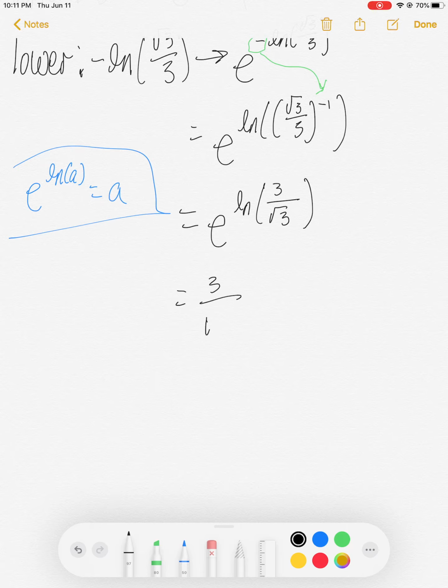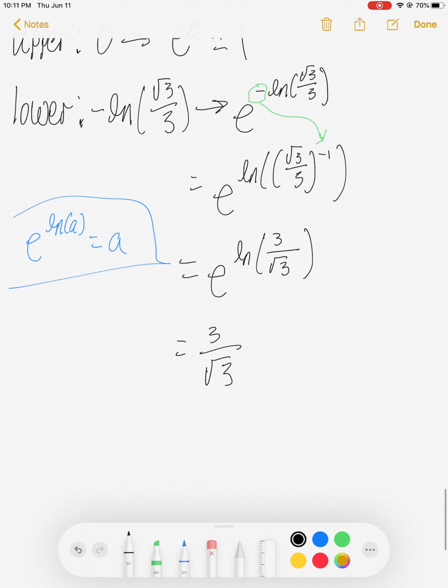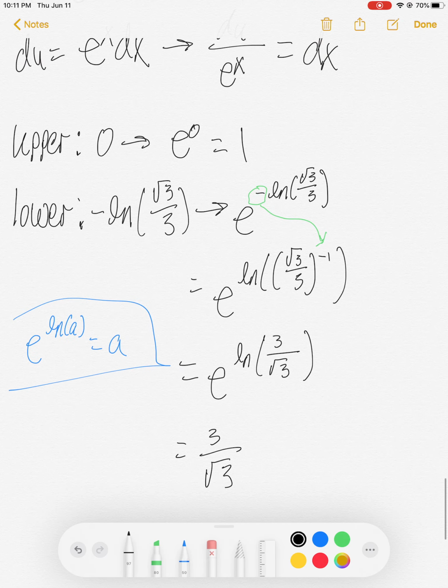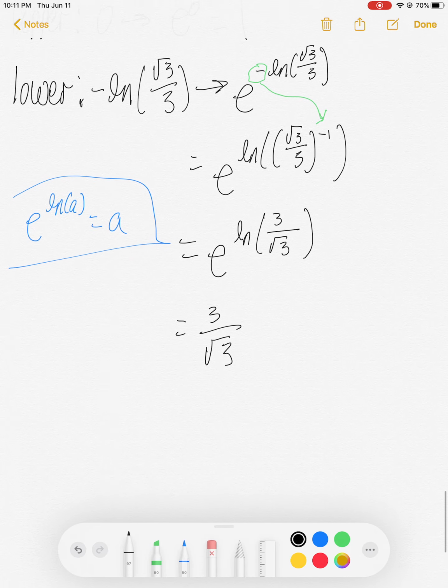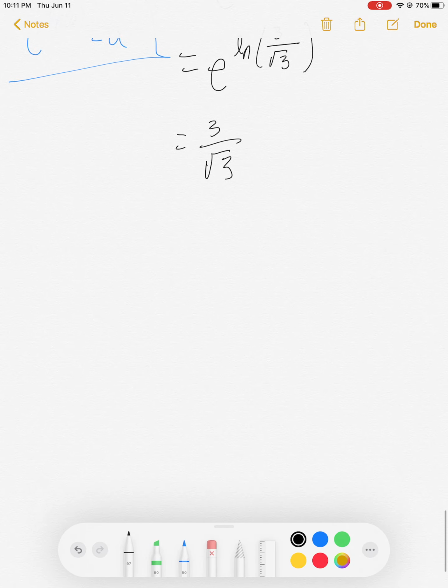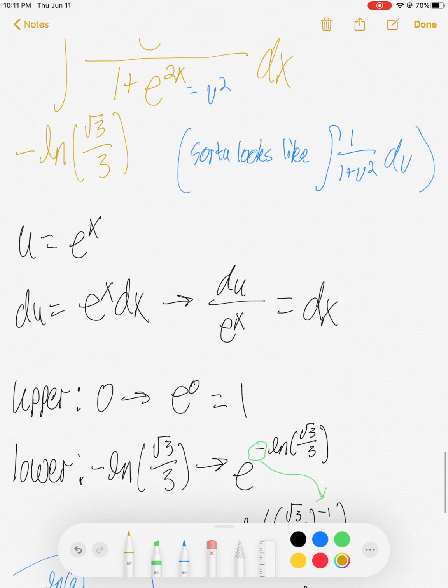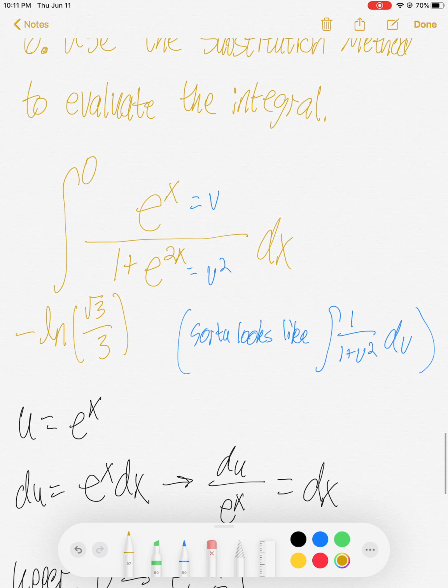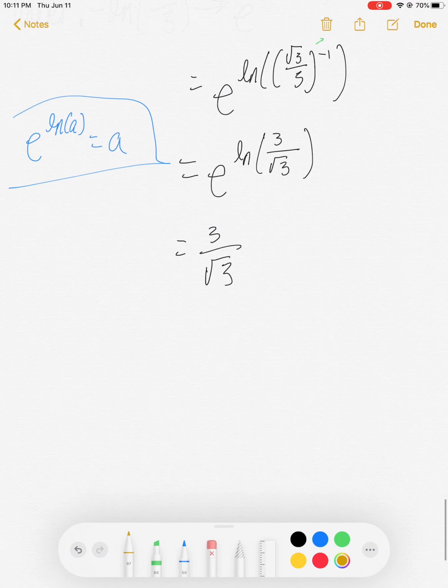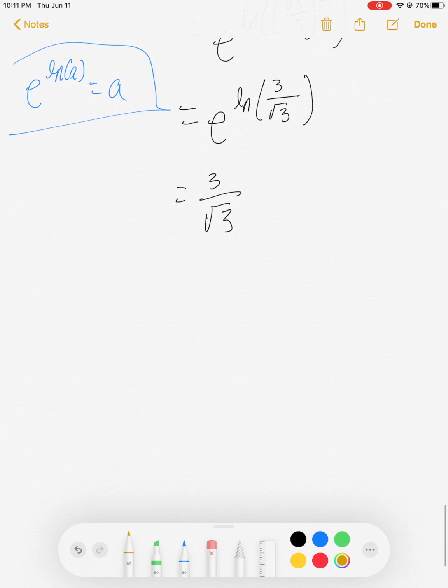And now this is e to the ln of, well, the negative first power. That just means flip it. 3 over root 3. And now I'm going to use the fact that e to the ln of a just equals a. Okay, this is just a general fact. So this is just 3 over root 3. Whew, see, that wasn't terrible, right? I mean, yeah, it was cute. It was pretty cute.